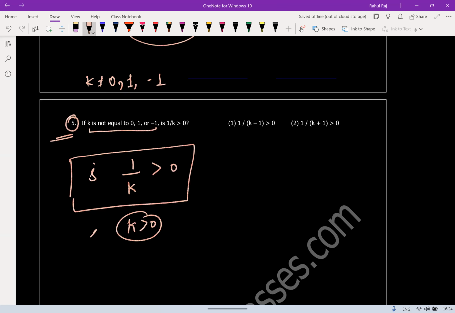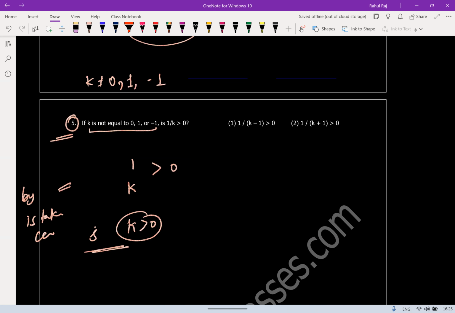Imagine if I prove k is greater than 0, don't you feel this question by default is taken care of? Right? So I'm not bothered about 1 by k and all. I'm just bothered about proving whether k is greater than 0, because this is how I have simplified the question for myself. I don't want to deal in the fractions at all. So if for any particular question you feel that you can simplify it for yourself, do simplify it 100%, and this will happen slowly and gradually. So my new question is, is k greater than 0? And this is all about the analysis that I have done right now.